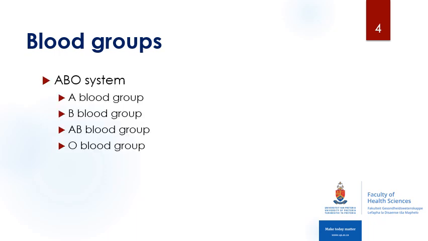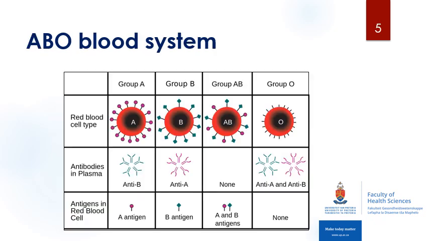When it comes to your blood groups, there are two important systems for determining your blood groups. Firstly, there's the ABO system, which has 4 different blood groups: the A blood group, the B blood group, the AB blood group, and the O blood group. Then there's the rhesus factor system, which has 2 blood groups, rhesus factor positive and rhesus factor negative. So let's take a closer look at the ABO blood system.